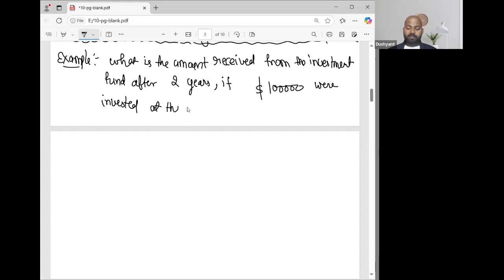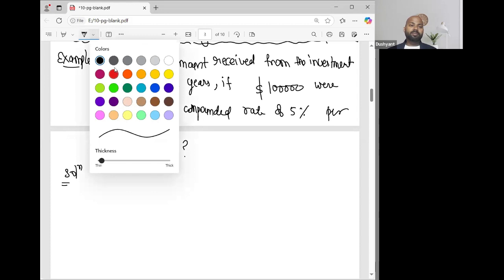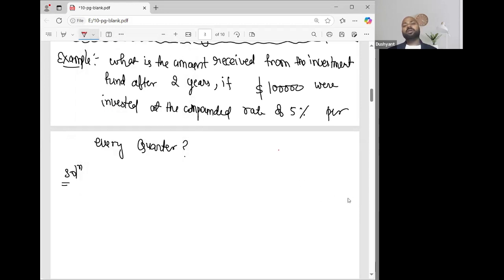at a compounded rate of 5% per every quarter. So what is the amount received from the investment of funds after 2 years?